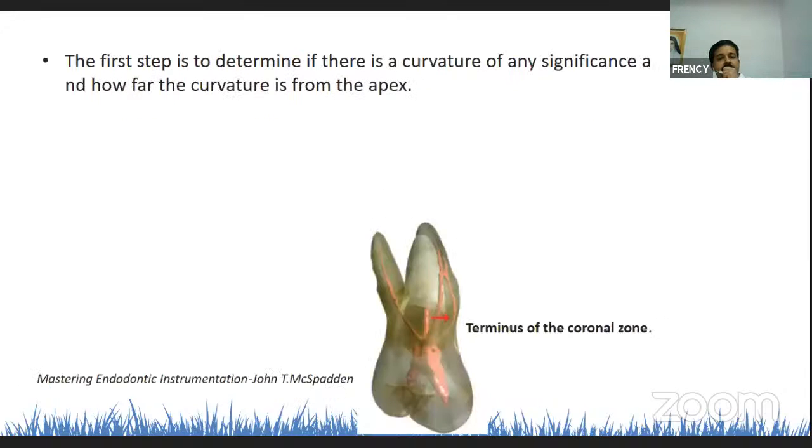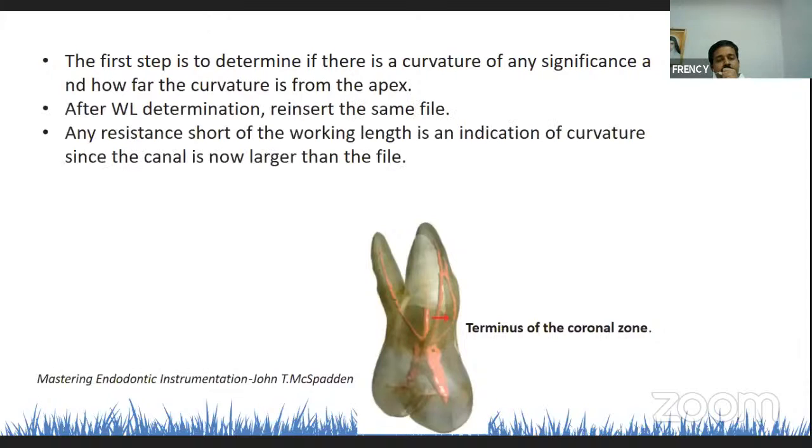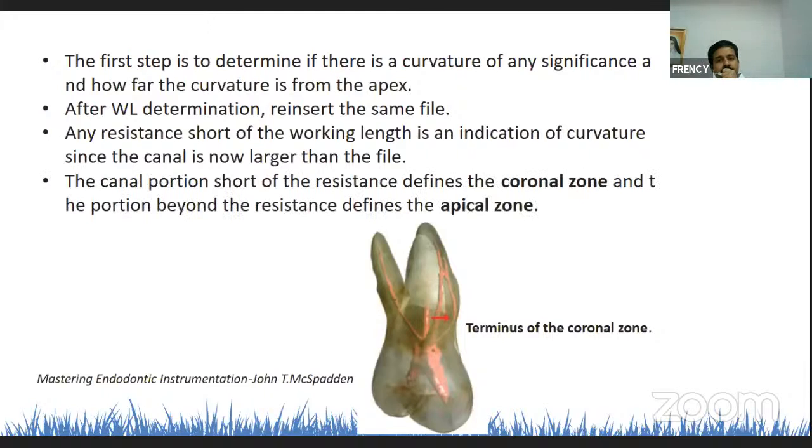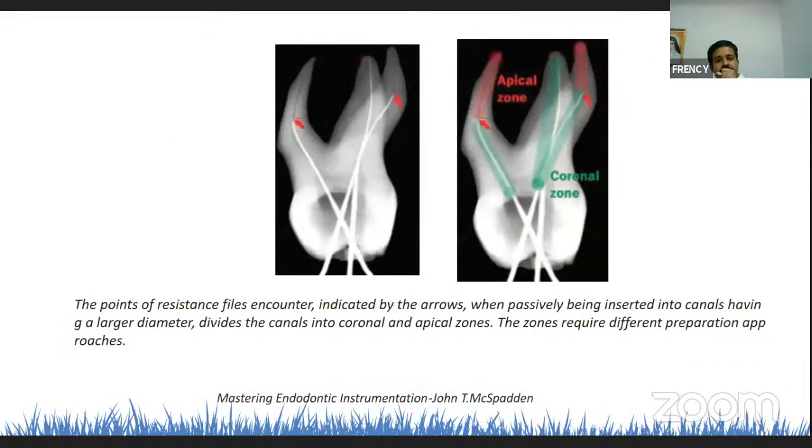So actually, he asked to determine the terminus of the coronal zone, that is the curvature of any significance and how far the curvature is from the apex. So after the working length determination, reinsert the same file, and if you are feeling some resistance short of the working length, it is an indication of the terminus of the coronal zone. And he divided the root canals into two zones according to this terminus, apical zone and coronal zone. The green one is the coronal zone and the red one is the apical zone.